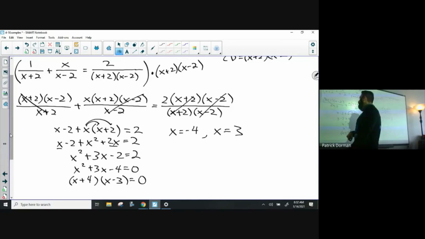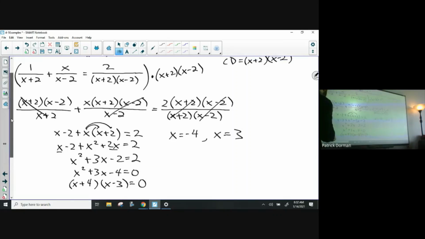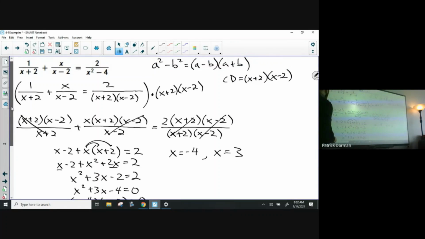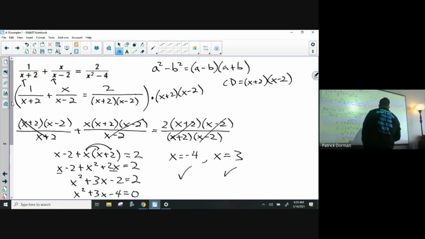But that's not all. We've got to go back and check and see if those are actually valid solutions, making sure they're not extraneous. So if I put -4 in there or in there, do I wind up dividing by 0? No. Check it. If I plug a 3 into either of those, do I wind up dividing by 0? No. It's been checked. Awesome. And there you have it.